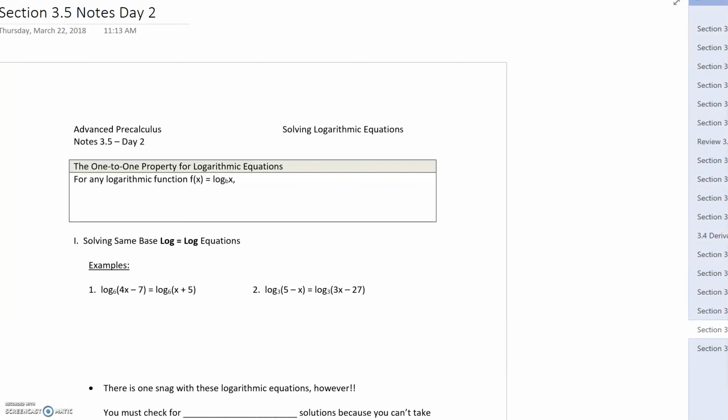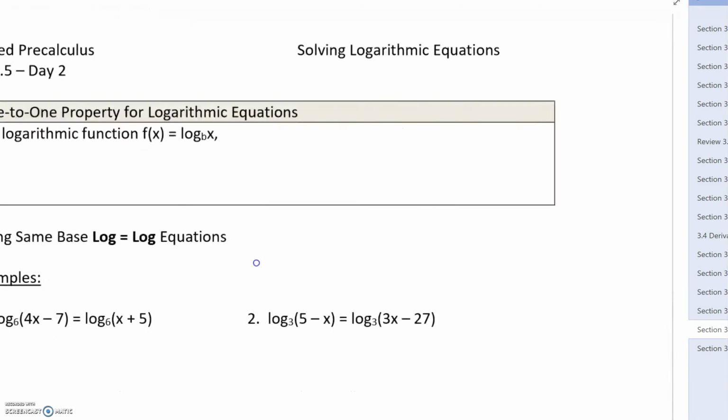All right, everyone, here we go. Next part of section 3.5. On the first part of the section, we solved exponential equations, and now we're going to be solving logarithmic equations, which I actually think is the easier of the two types of equations to solve.